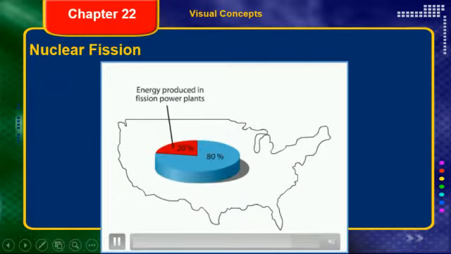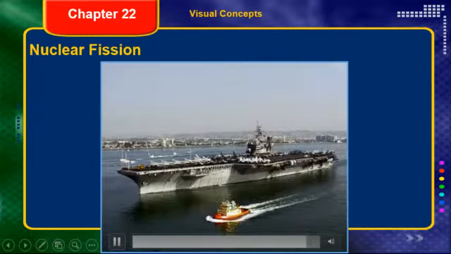Currently, 20% of the electricity used in the United States is produced by fission. It also powers the largest ships and submarines in the U.S. Navy.